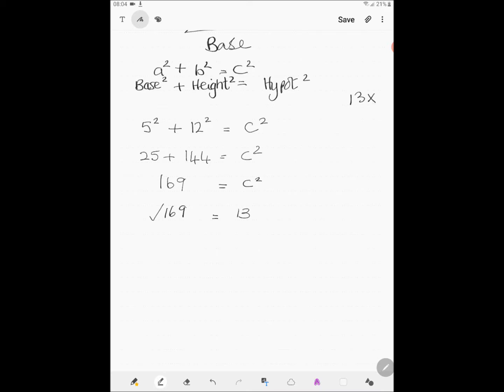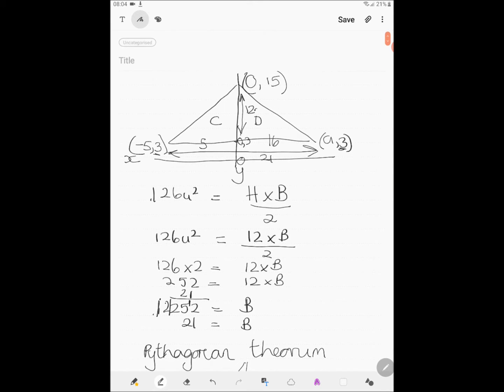13 multiplied by 13. So 3 3s are 9, 1 3 is 3, 3 1s are 3, 1 1 is 1, add it together, 169. So that's my square root. Now, parents and I will have cheated and used a calculator to do that, but it is something you will be able to do when you're at secondary school. So I now know, going back here, that this line here is 13 units long, just by using Pythagorean theorem to get to that answer.